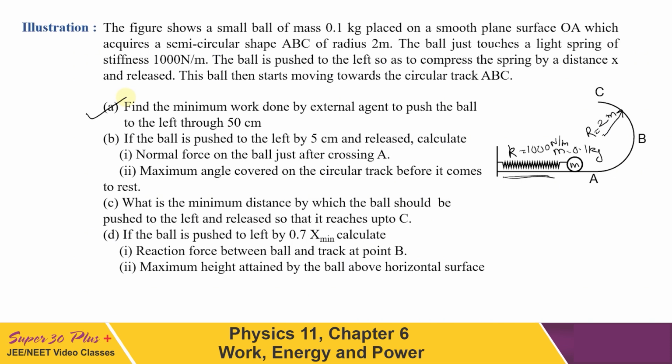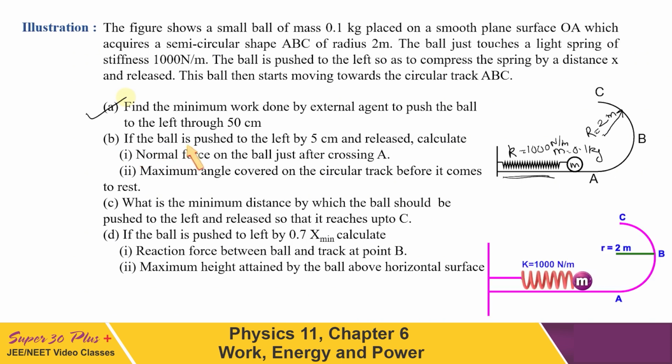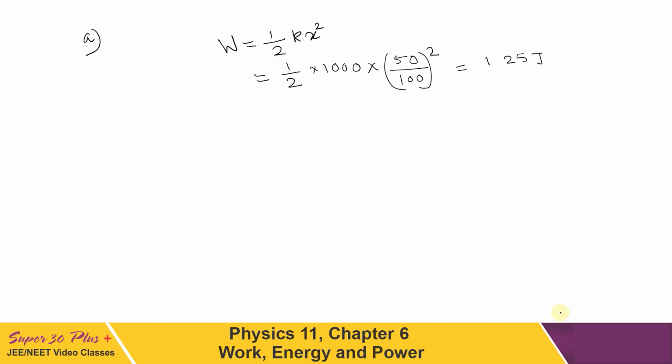In the next part, it is asking if the ball is pushed to the left by 5 centimeter. Now it has been pushed by 5 centimeter only and released. Calculate, again two things are to be calculated: the normal force on the ball just after crossing A, here at the point A, and then the maximum angle covered on the circular track before it comes to rest. Okay, let's do this also.